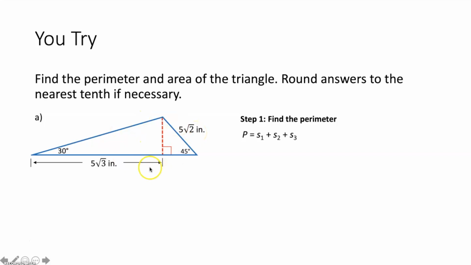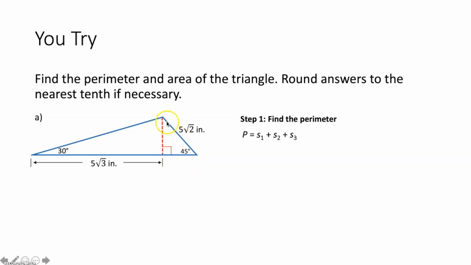Now the issue here is we're only given the length of this side length and part of this side length over here. In order to find the perimeter, we need to figure out what the length of this little segment is right here and the length of this side over here. Well, that's where these little angle measures are going to come in handy. We'll start with the length of this little segment right here. How do we figure out that?